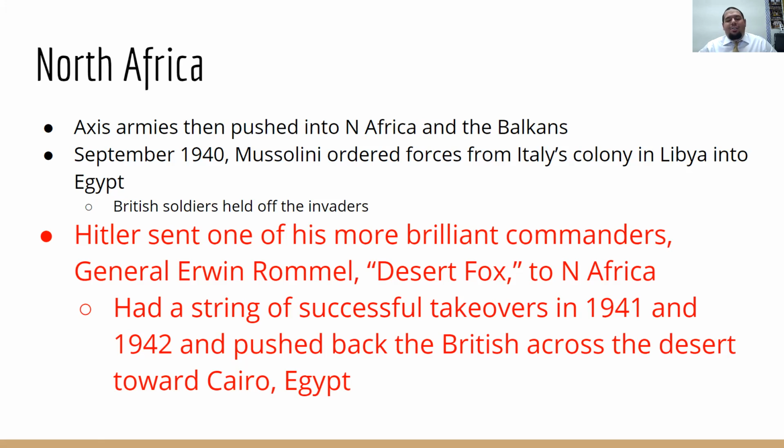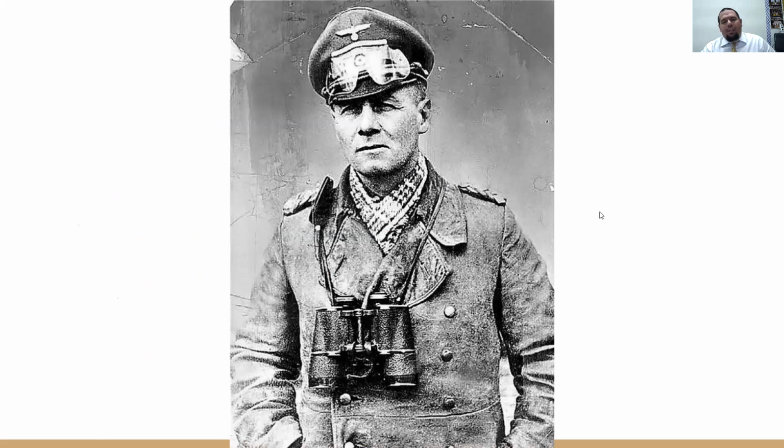He would lead a string of successful takeovers in 1941 and 42 and push the British back across the desert towards Cairo in Egypt, the capital. That's Erwin Rommel.